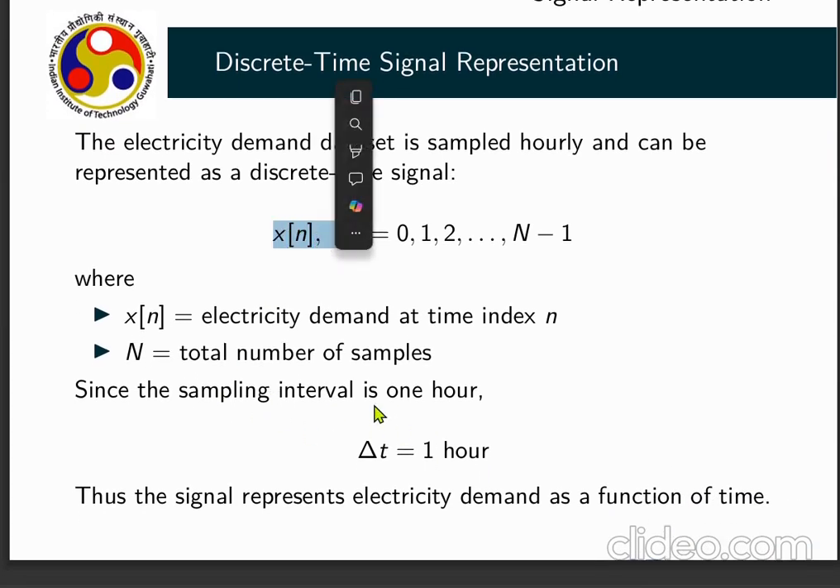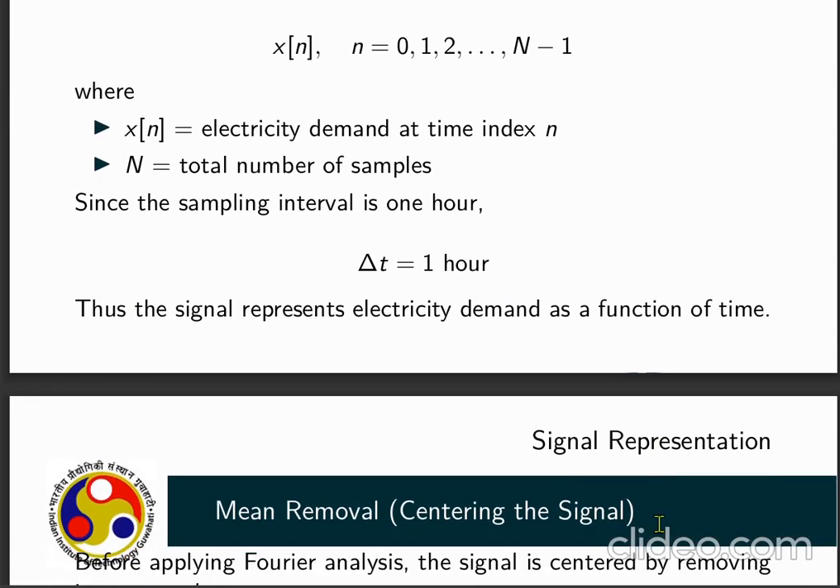Mathematically, we write the signal as x[n], where n ranges from 0 to N minus 1. Here, x[n] represents the electricity demand at time index n. Now, since the sampling interval is 1 hour for us, delta t equals 1 hour, this gives us a sequence of demand measurements over time.